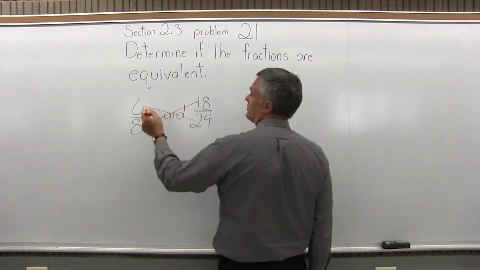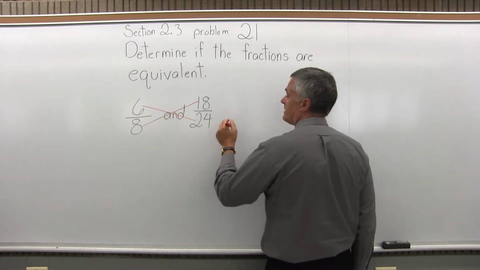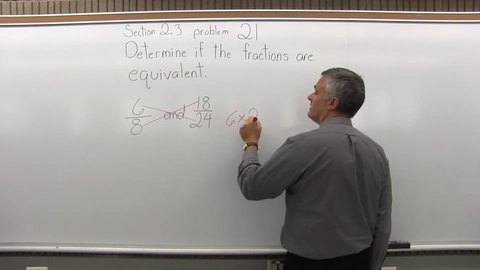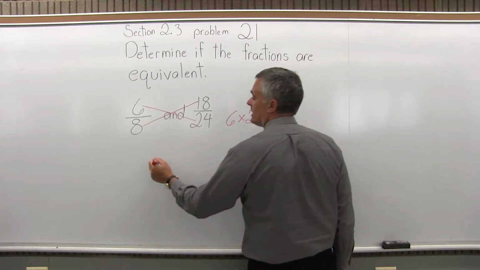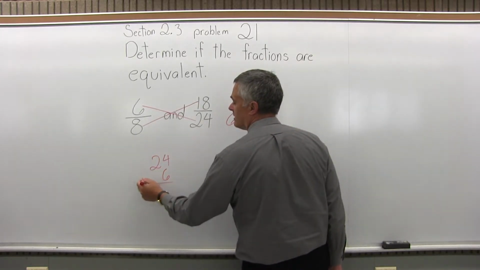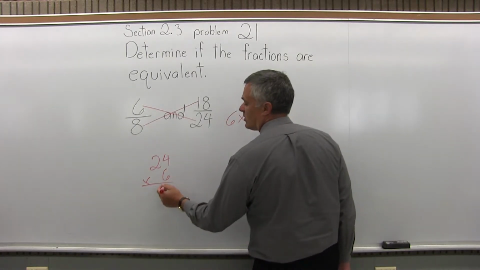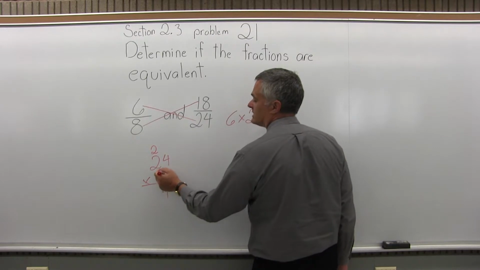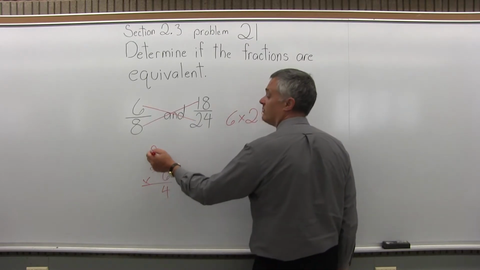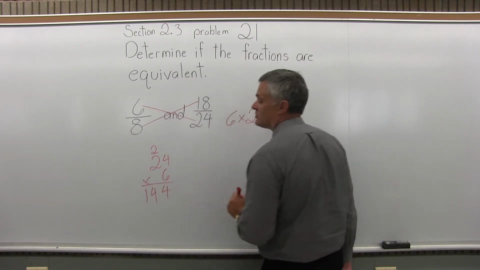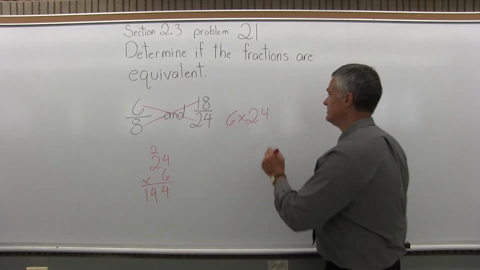So multiplying the numerator of the first fraction times the denominator of the second fraction will give me 6 times 24. Now, you can go ahead and multiply that out the long way if you don't see the answer in your head right away. So 6 times 4 is 24. Put down the 4, carry the 2. 6 times 2 is 12. 12 plus 2 more that you carried would be 14. And the answer is 144.